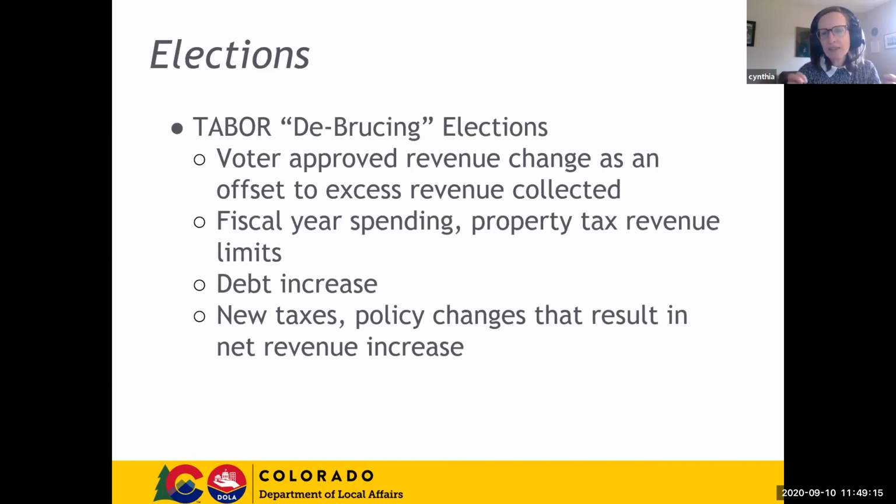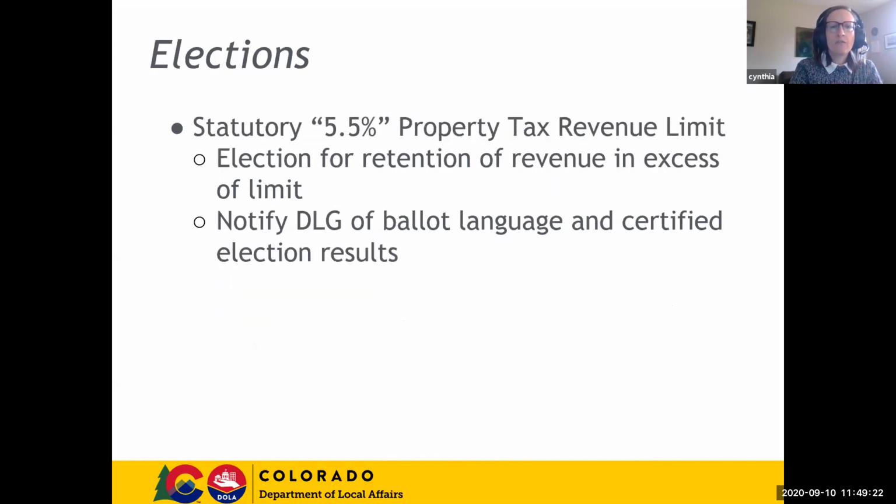A common nickname for these kinds of elections is debrucing, named after the TABOR author. The 5.5 also allows voters to approve allowing a taxing entity to retain revenue in excess of the 5.5. For these elections, just notify us if you've had an election that waives the 5.5, and very commonly, one of those TABOR debrucing language ballot issues also has language sufficient and asks about the 5.5. So if you've had one of those, let DLG know and send us a copy of the ballot and the certified election results, and we'll review it for a waiver from the 5.5.